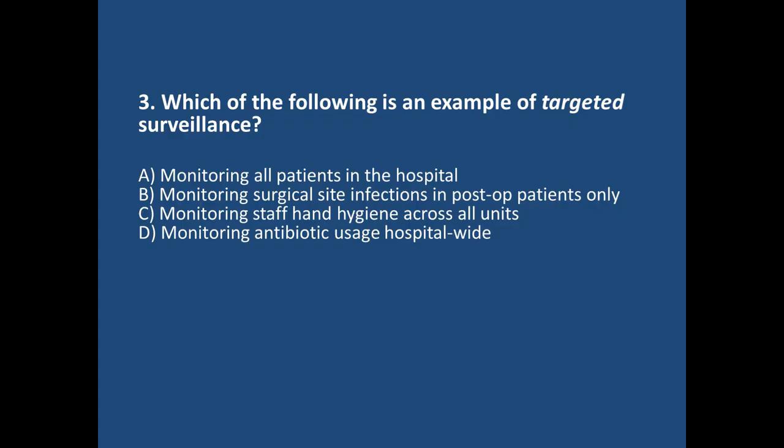Question number 3. Which of the following is an example of targeted surveillance? A. Monitoring all patients in the hospital. B. Monitoring surgical site infections in post-op patients only. C. Monitoring staff hand hygiene across all units. And D. Monitoring antibiotic usage hospital-wide.